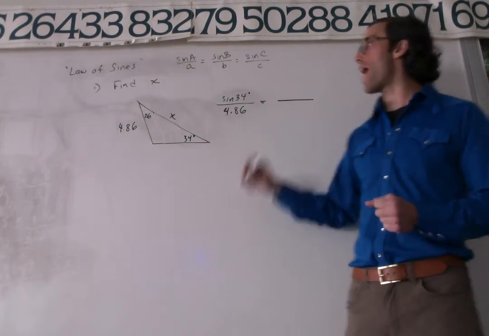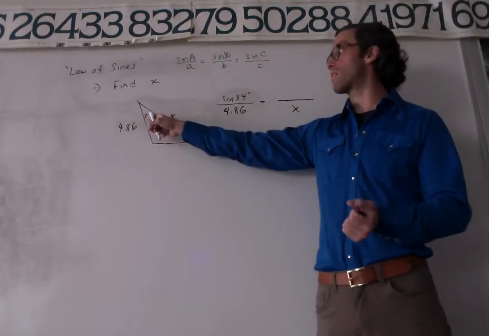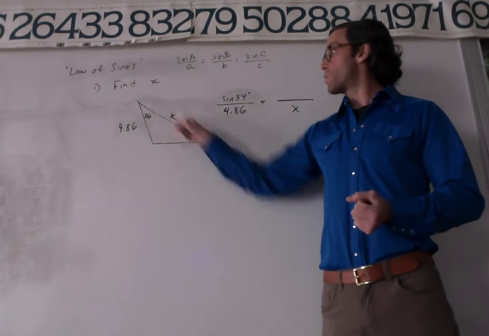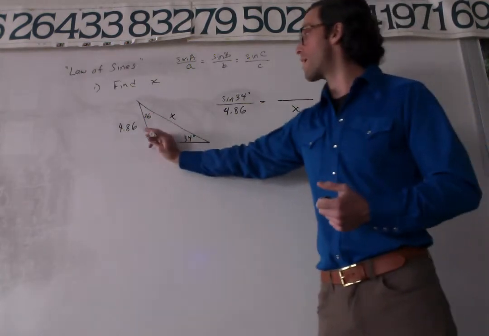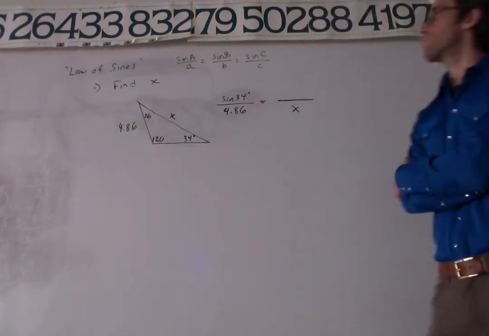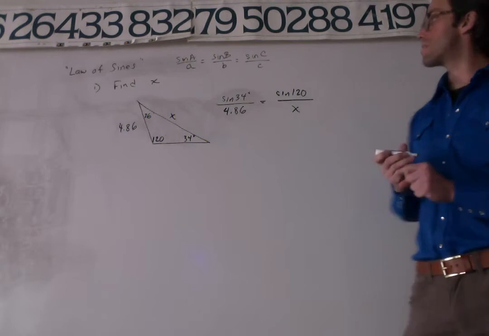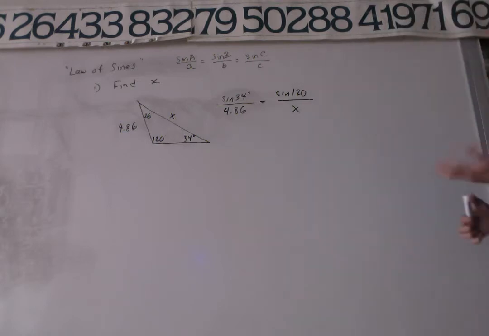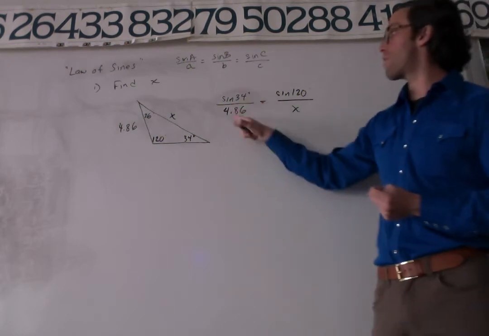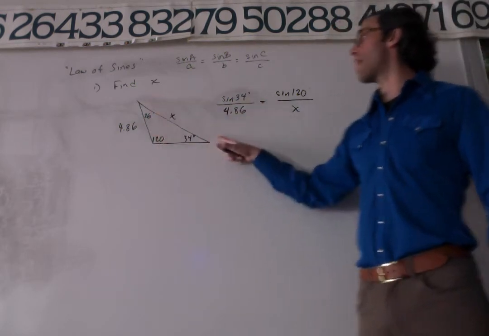Now, because we're looking for x, we don't really care about the angle of 26. What we do need the 26 for is 26 and 34 make 60. So this angle here must be 120, right? So now we know that sine 120 will be the numerator in that fraction, all right? So this is the equation we have to solve. Sine 34 over the side opposite it equals sine 120 over the side opposite it.